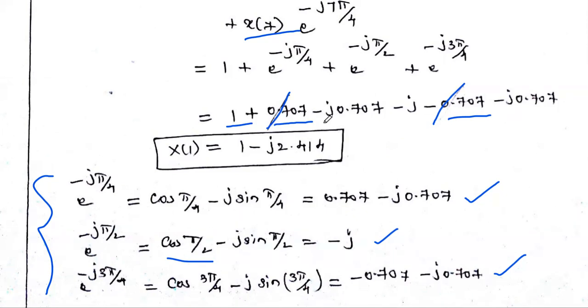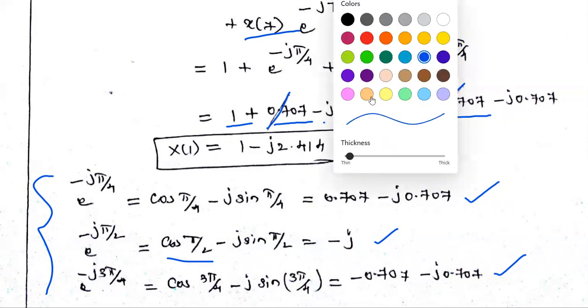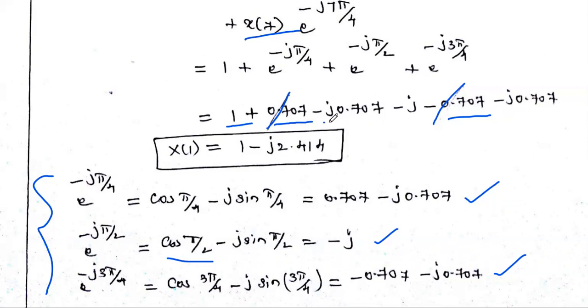And you see the imaginary part. This is the imaginary part: minus j 0.707, minus j, and minus j 0.707. These three terms are the imaginary part. All terms have the minus sign, so you just add. So 0.707 plus 0.707 is 1.414, and again 1, so 2.414 into j. So this is the value of X of 1.